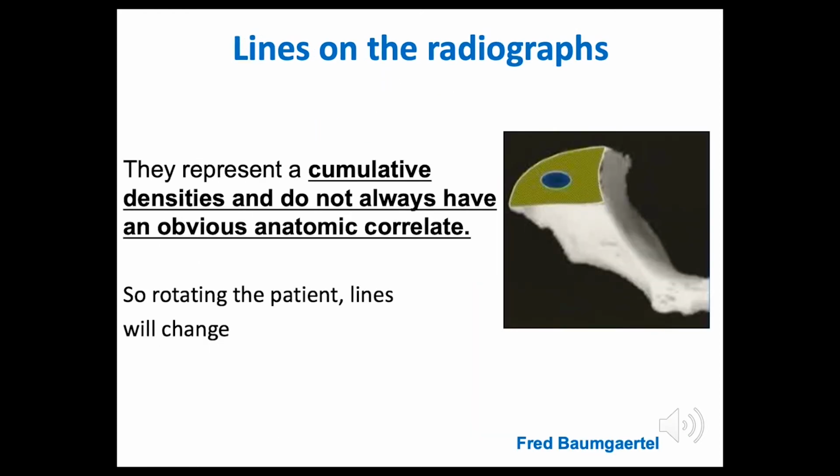So actually they represent accumulative densities and do not always have an obvious anatomic correlate. So while rotating the patient, changing its position, you would be able to change the lines. And by interpretation of these lines, you would be able to predict which fracture type and classify it.